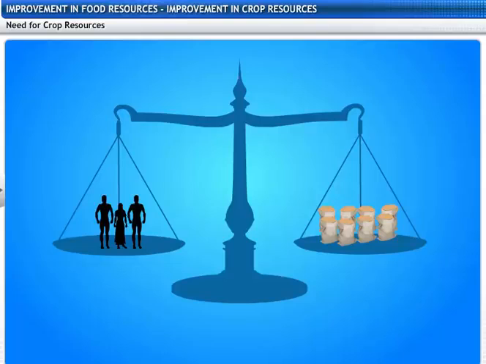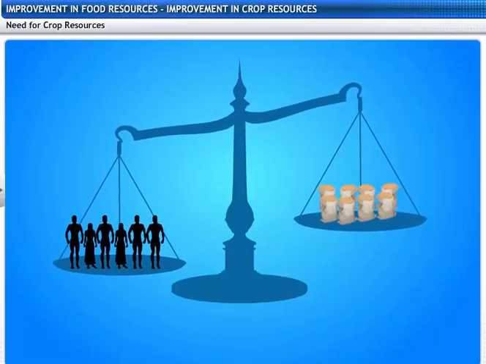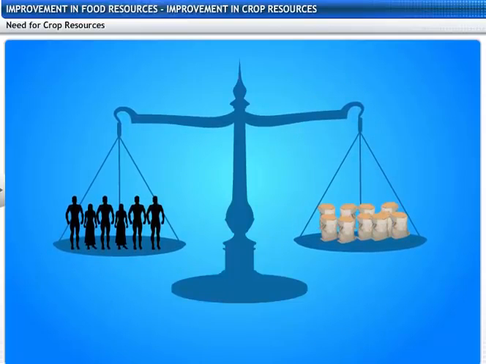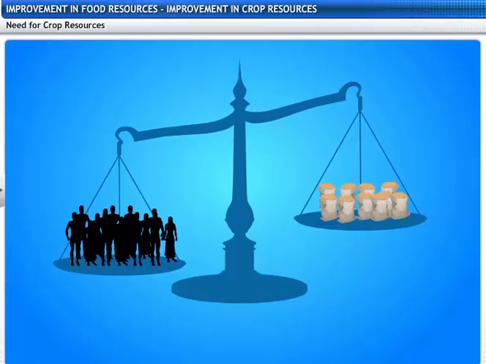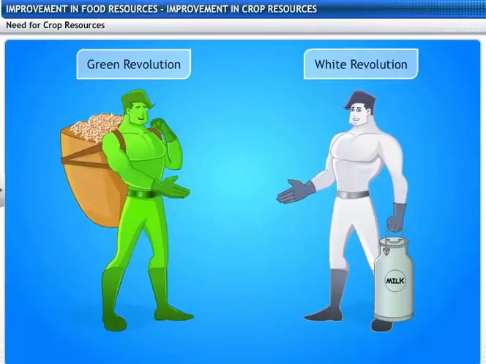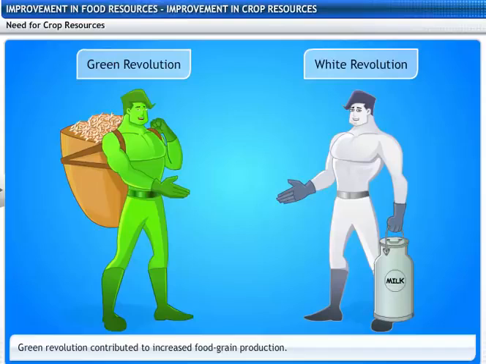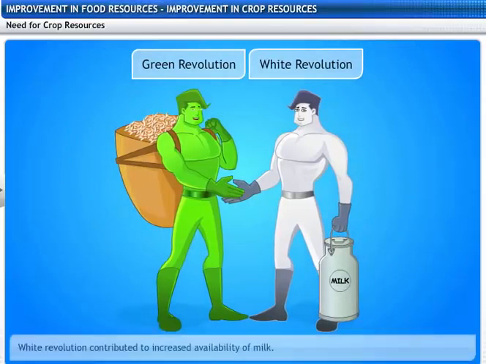The population of India is more than 1 billion and is increasing. Therefore, there is an increasing need to feed this growing population. Recent efforts to increase food production have proved successful. The Green Revolution contributed to increased food grain production, and the White Revolution contributed to increased availability of milk.